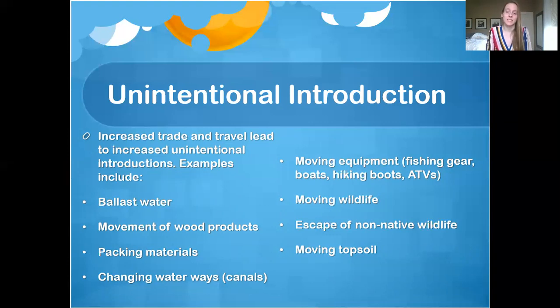Moving wildlife, the escape of non-native wildlife. So this has happened before where labs and stuff like that have been experimenting on an organism of some type and then accidentally released it, and then moving topsoil. So anytime you're moving living things or rocks or mud or dirt or whatever, or water, you're at risk of transporting an invasive species.